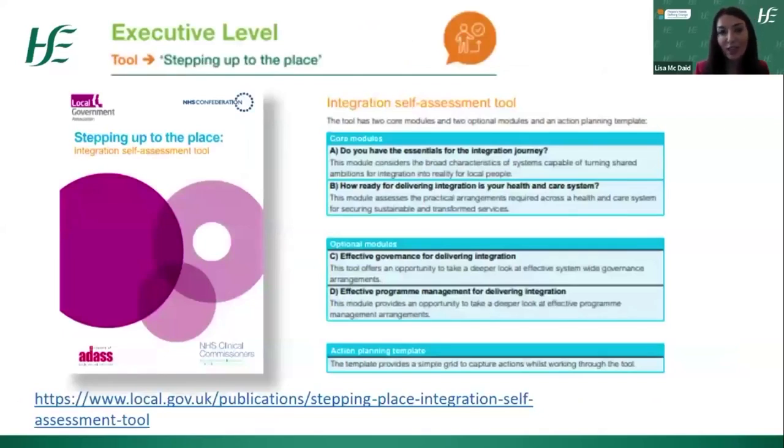So now at an executive or management level, we're looking at Stepping Up to the Place. It is a self-assessment integration tool, and it was developed collaboratively in the UK by the Local Government Association, the NHS Confederation, and NHS Clinical Commissioners. It is specifically designed to help health and social care leaders critically assess their progress towards integrated care, and it focuses on key areas such as shared leadership and effective collaboration. It encourages honest reflection on the strengths, but also areas for improvement in local systems.